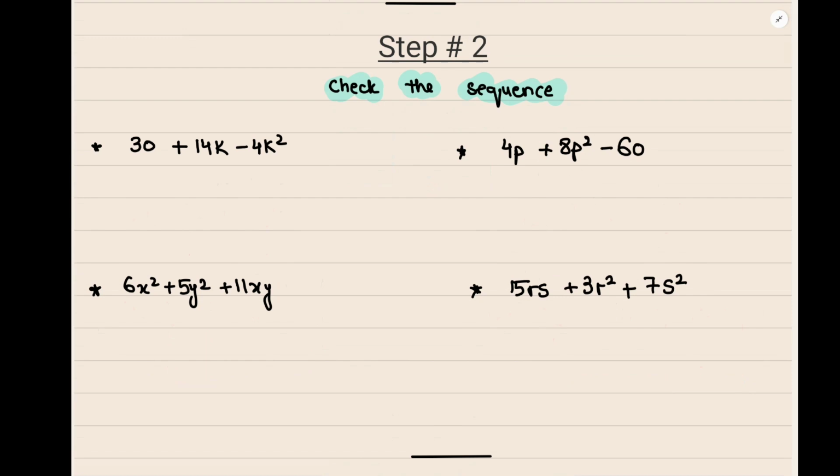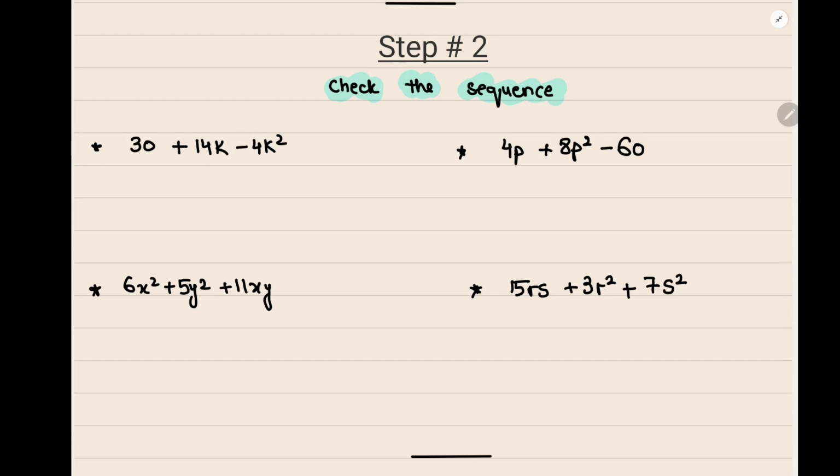Now, step number 2. Step number 2 is a very important one. You need to check for the sequence. Whenever a quadratic expression is in the general format, we will have the square of our variable and the single form. Like you can see, we have k squared, so this is the square term, and also we have a k. So what should be the sequence? The square term should come first.